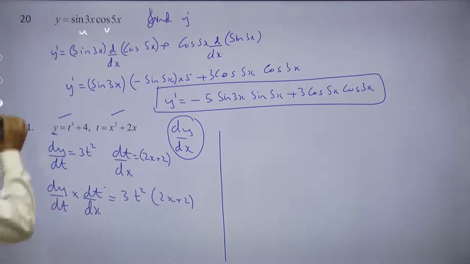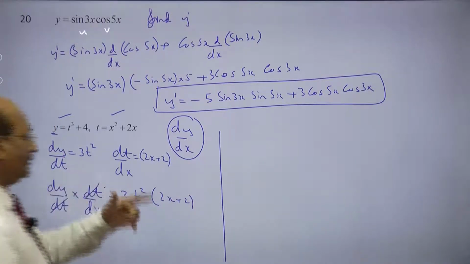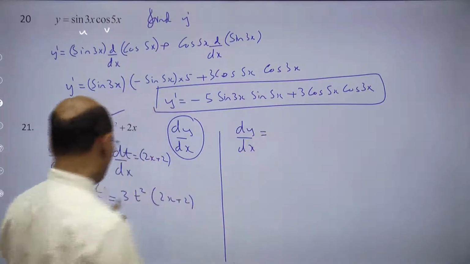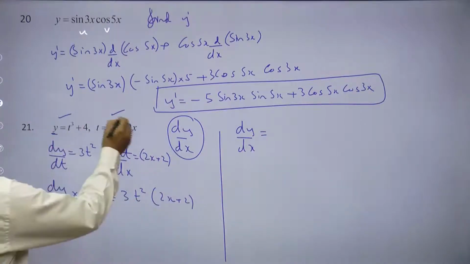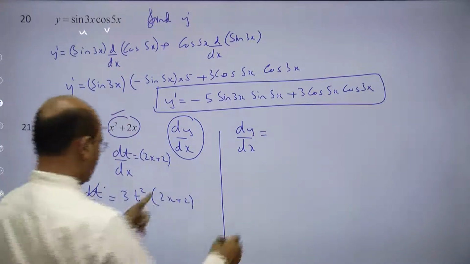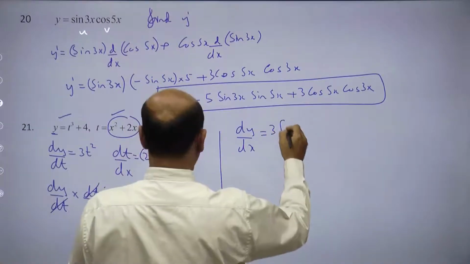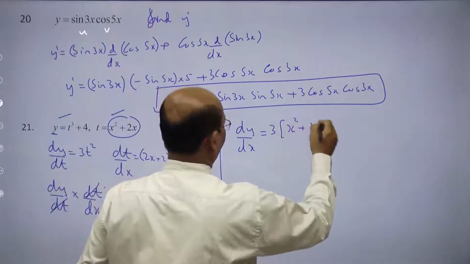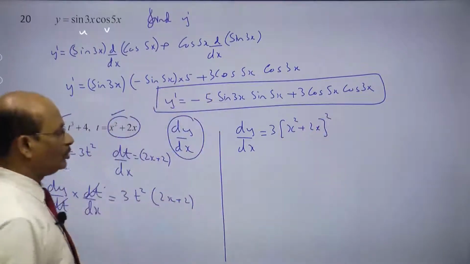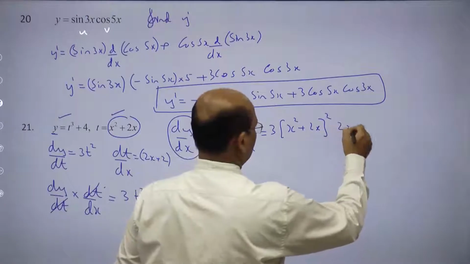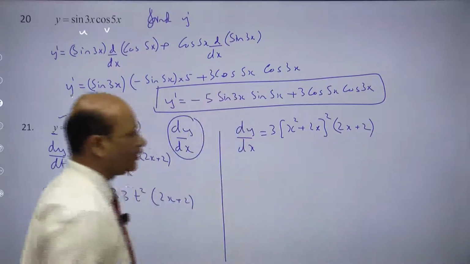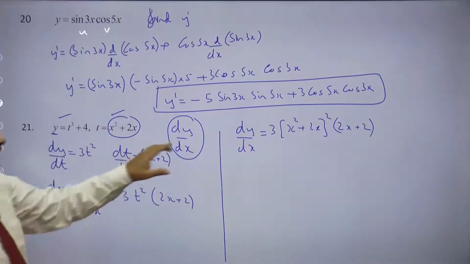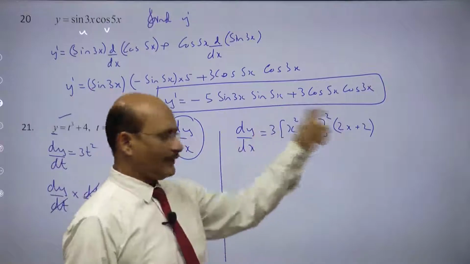So, now what happens now? This will get cancelled. So, what will be left out? dy by dx will be equal to 3t square. What is t given to you? x square plus 2x. So, 3t square, oh t square it is. So, x square plus 2x whole square into 2x plus 2. Now, definitely I hope you got this point. I replaced this t from the question because dy by dx I have written in terms of x completely.